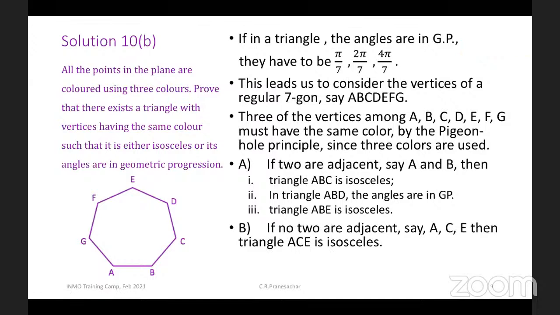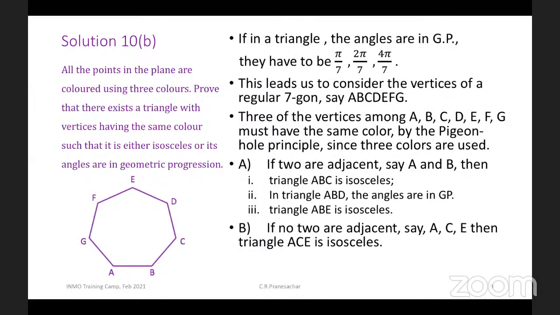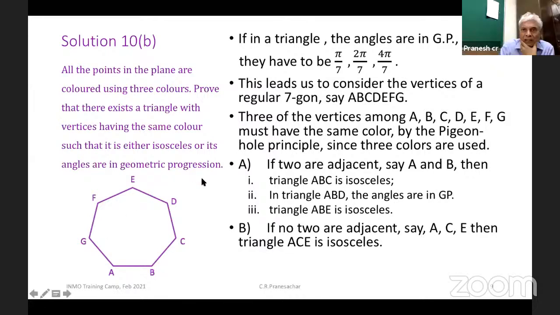Yes, Sir, how did we conclude that it is a 7-sided polygon? Yeah, because what is the number of points you have to take such that 3 of those points have the same color? What is the minimum number of points you have to consider such that 3 of those points have the same color? 7. So that's how we arrive at 7.